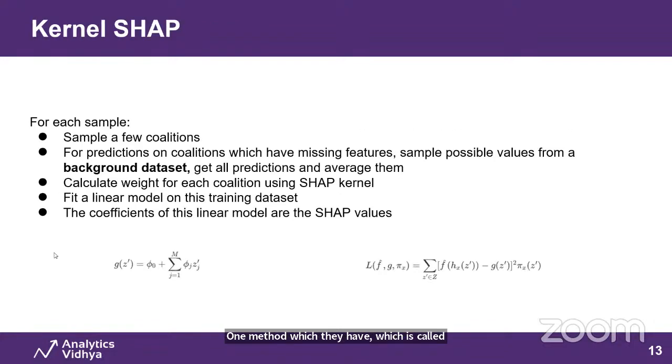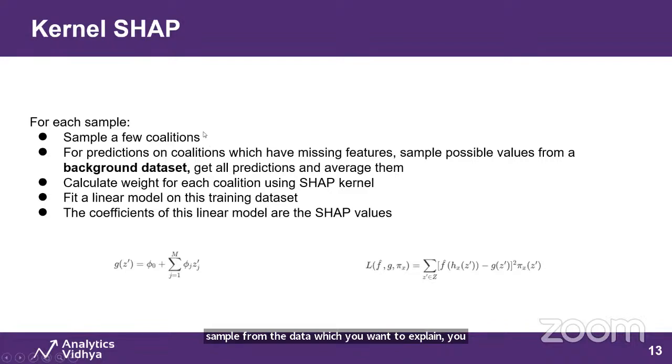And this Kernel SHAP tries to counter that problem by making a few assumptions to reduce the compute time for computing SHAP values. So first thing is, instead of going over all possible 2 power m coalitions and then getting the contributions for each sample, instead you collect one sample from the data which you want to explain. You sample a few coalitions.